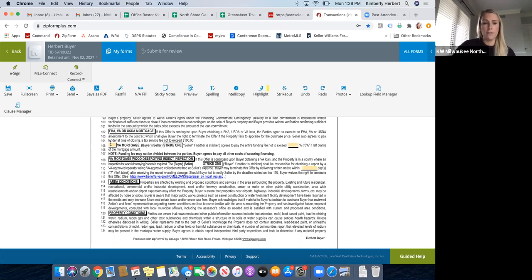And then specifically if it's a VA mortgage, checking this box here, acknowledging who's paying the funding fee, not to exceed blank percent. I would verify, if you're working with a VA buyer, check with the lender what percentage should be indicated here.